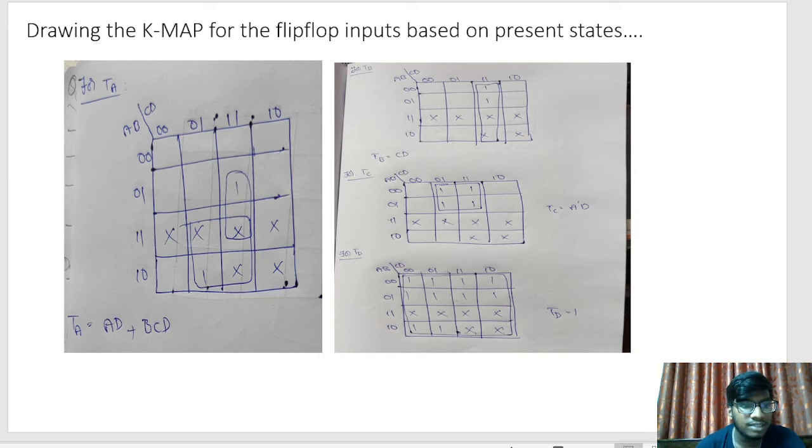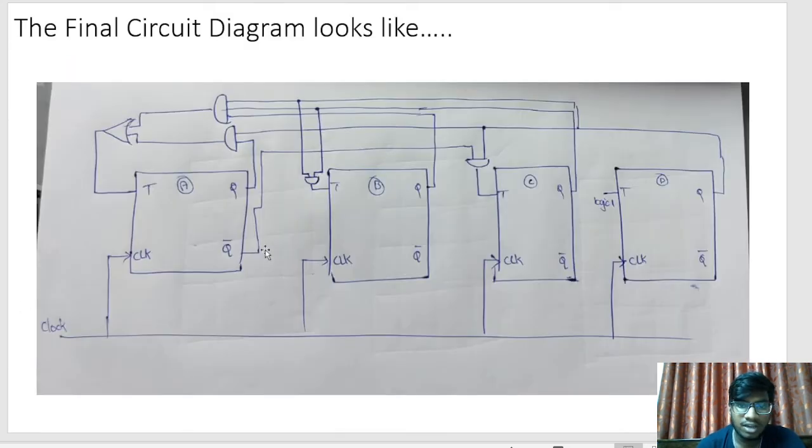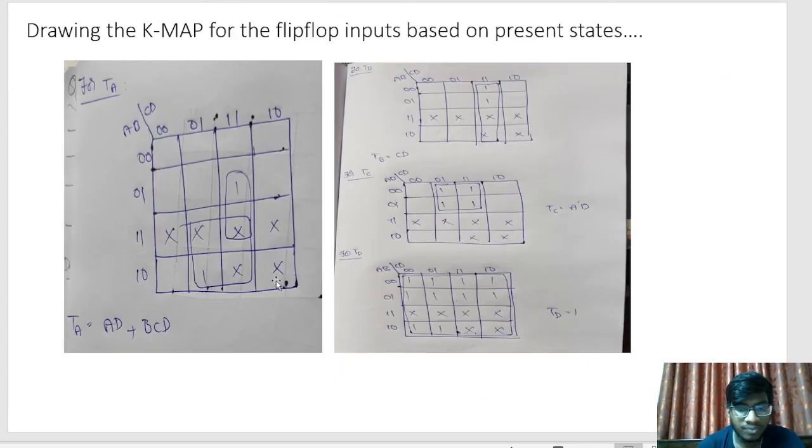So the last and final step is to draw the circuit diagram. The final circuit diagram looks like this. At the start, we considered flip-flops. We need 4 flip-flops to represent this, as we were discussing the decade counter. I represent these 4 flip-flops with the names A, B, C, and D. So for the flip-flop TA, the function is AD plus BCD.